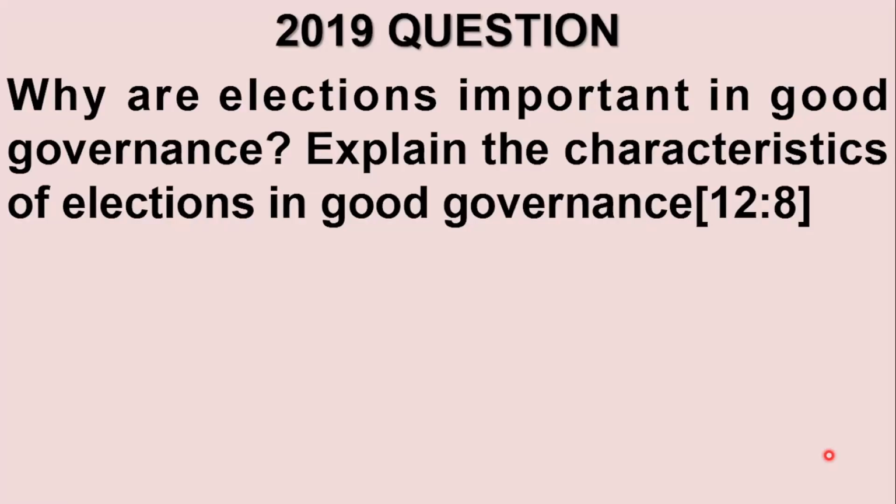For example, we have an essay question here which came in 2019. The question is saying, why are elections important in good governance? Explain the characteristics of elections in good governance. Now, the first part of this question, which is why are elections important in good governance, carries 12 marks, meaning you're supposed to give 6 points minimum, and each point is going to give us 2 marks. And then for the second part, which is explain the characteristics of elections in good governance, it carries 8 marks, and the 8 marks means you give us 4 points. Each point is worth 2 marks. So at least we go with 6 points here and at least 4 points here.